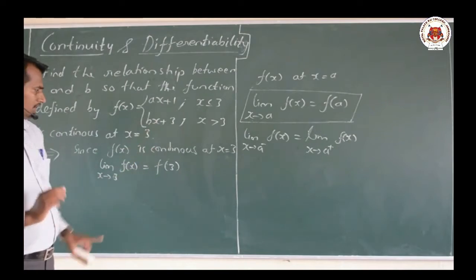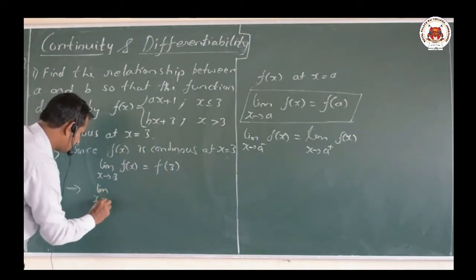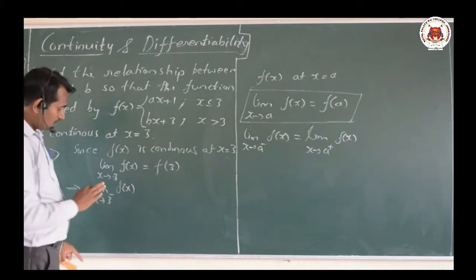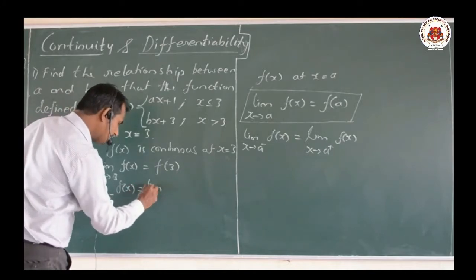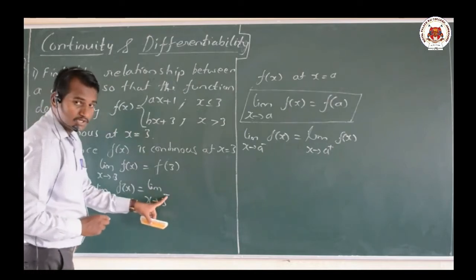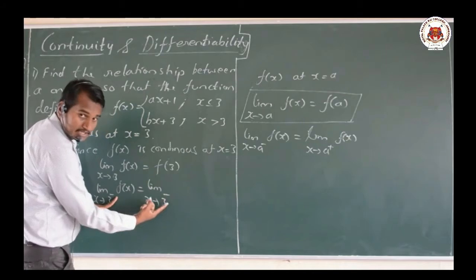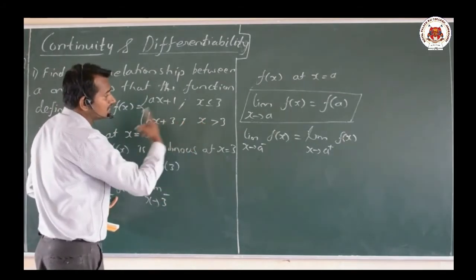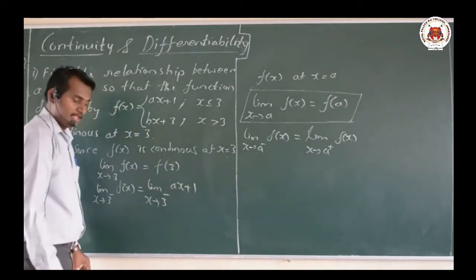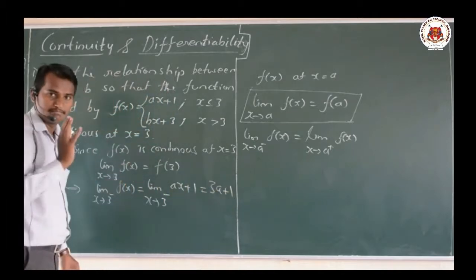That implies the limit as x tends to 3 minus f of x. What is the left hand limit value? It is the limit as x tends to 3 negative f of x. Left hand limit means the function f of x when x is less than 3, and the value here will be ax plus 1. Now you substitute 3 here, that becomes 3a plus 1, very simple.